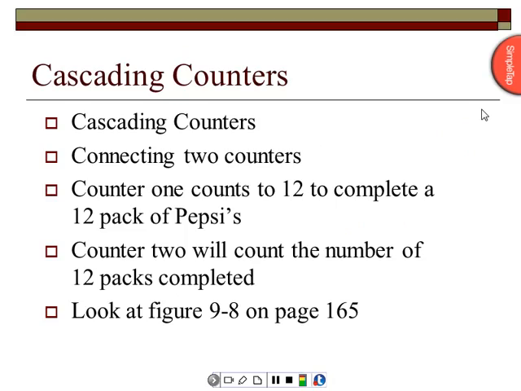Okay, I'm going back to these 12-pack Pepsis. All right, we have a counter that needs to count off the 12-pack. And then we have 2 12-packs. Are you just saying one girl counts, don't count 12, make a 12-pack, the other counts the pack? That's correct.